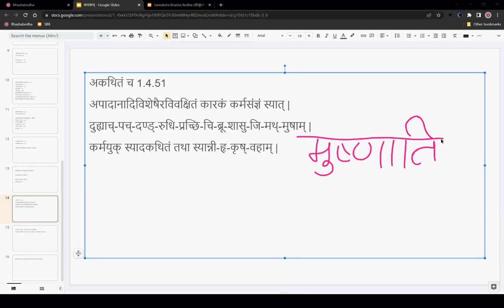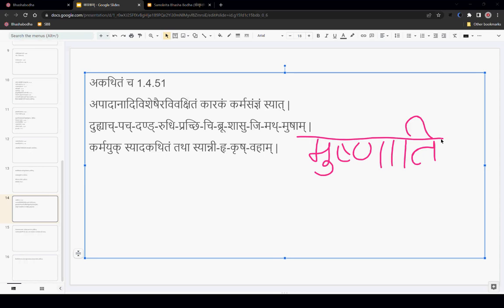Choraha. Kapihi phalani mushnati. Either Chora is stealing or Krishna is stealing. So in this case, Kapihi phalani mushnati. From whom? Gruhat. Kapihi gruhat phalani mushnati. Kapihi gruham phalani mushnati.